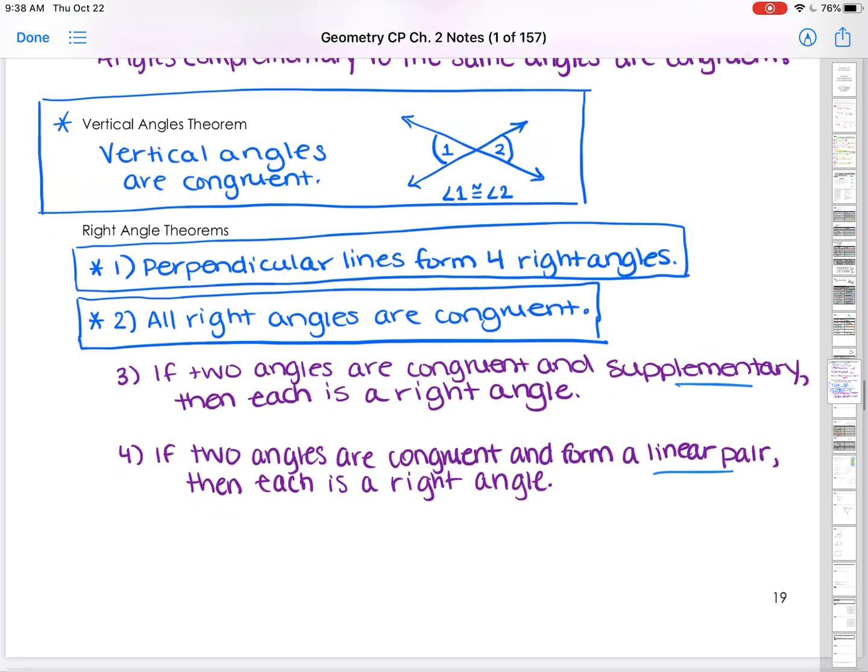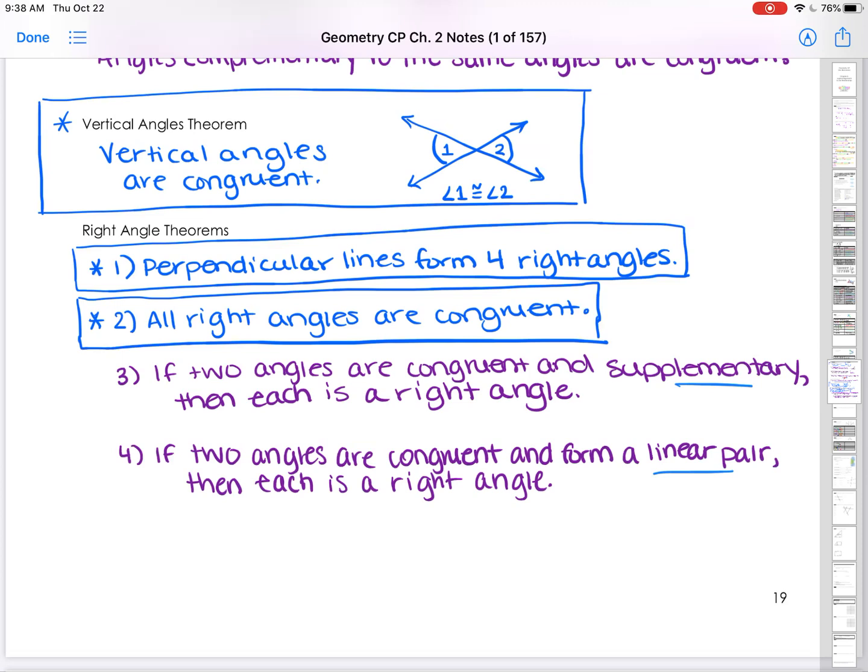All right, so vertical angles theorem. We know the vertical angles make that crisscross, and we can say that vertical angles are congruent. And then we have a few right angle theorems. So one is that perpendicular lines form four right angles. So when two lines cross and form perpendicular lines, I have all right angles. I also know that all right angles are going to be congruent to each other since they're all equal to 90.